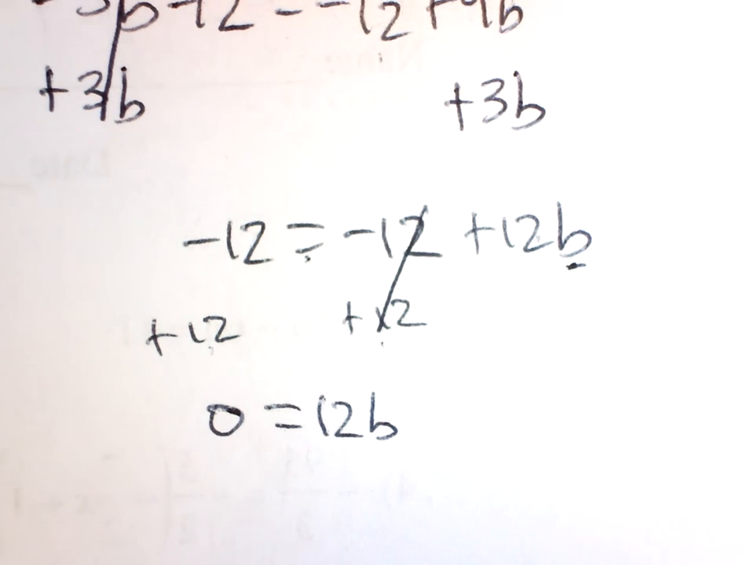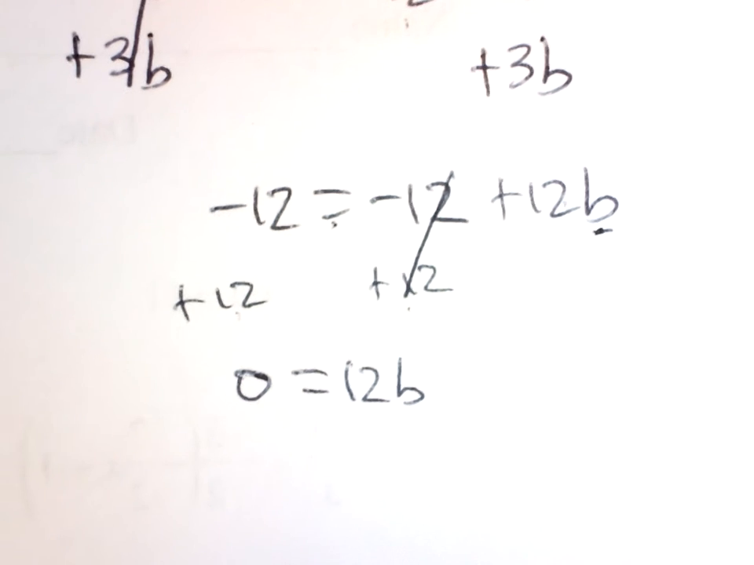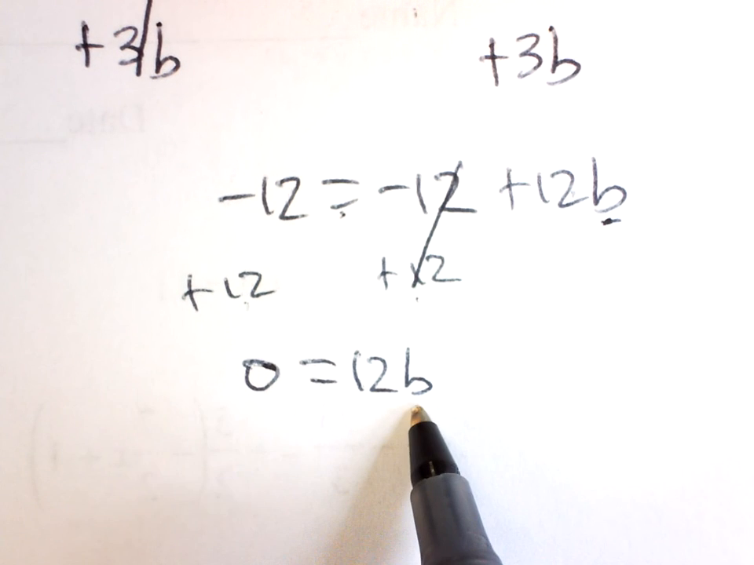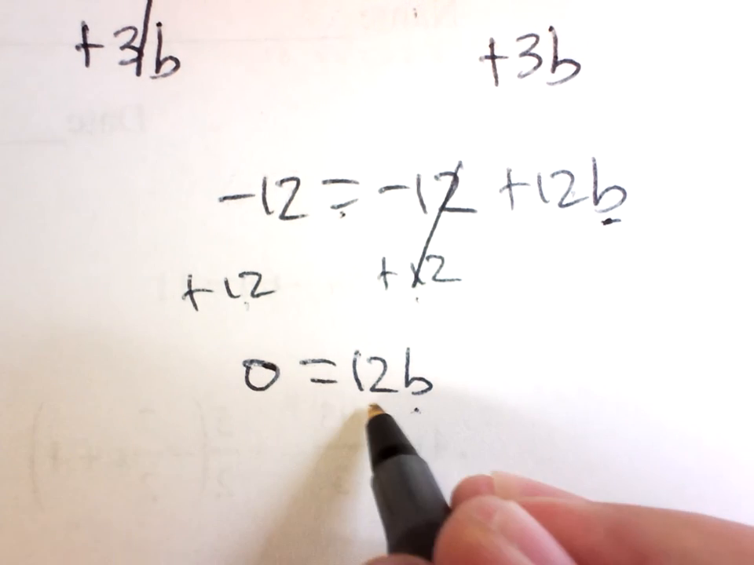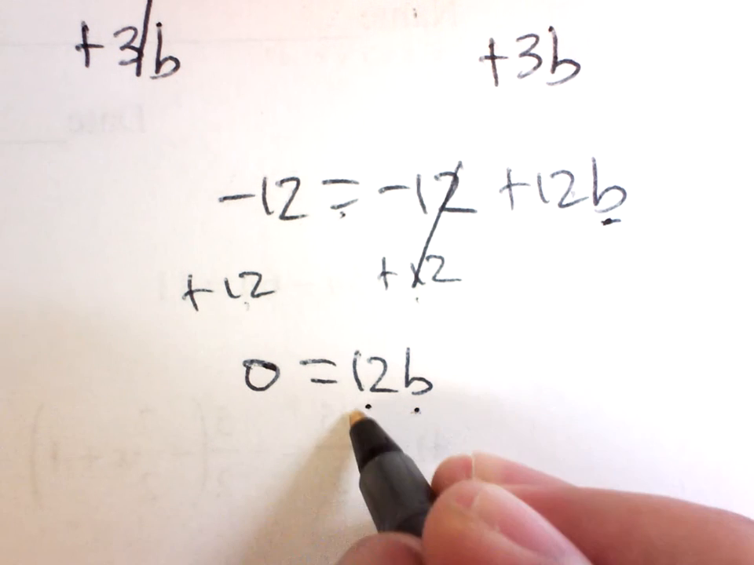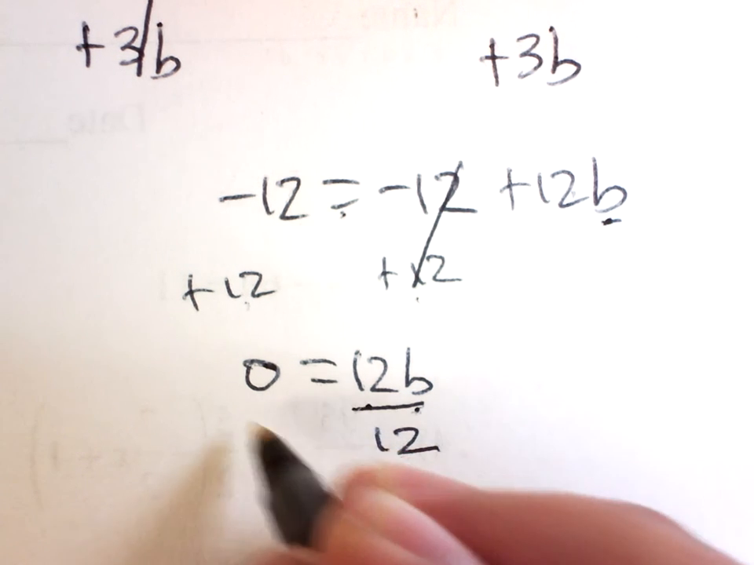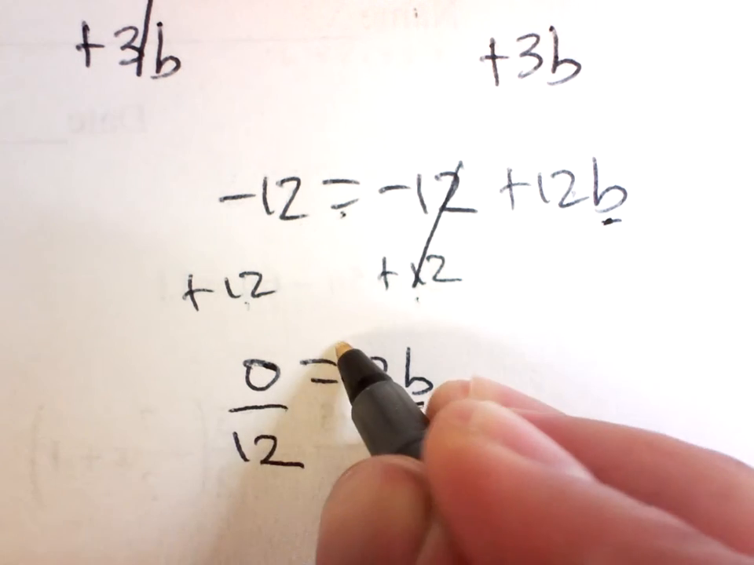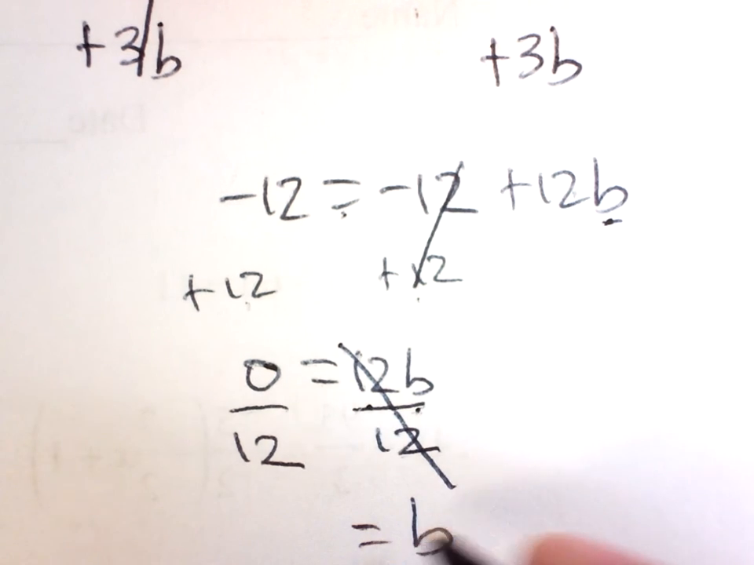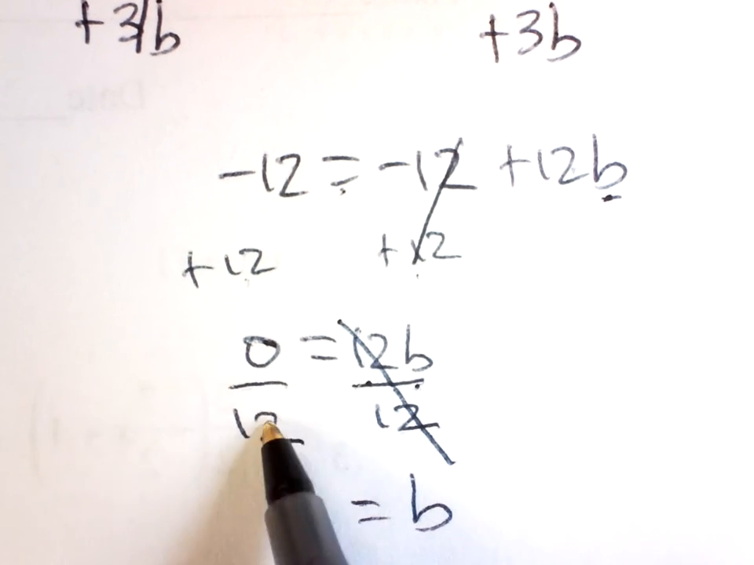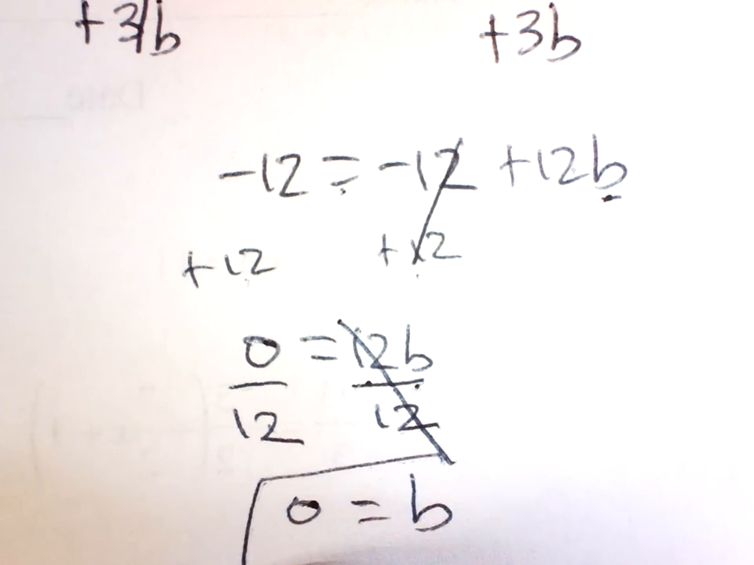Now hopefully we can see what the answer is from here, but if you can't, no big deal. Again, I'm trying to get this letter by itself, so like I always do, this 12 is multiplying the b, so the opposite of multiplication is division, so I divide by 12 to get that off, so that goes to a b, and 0 divided by 12 is just 0.